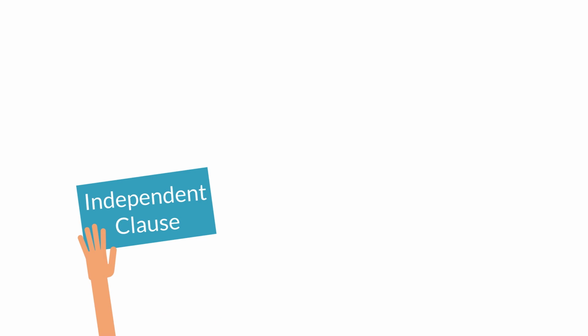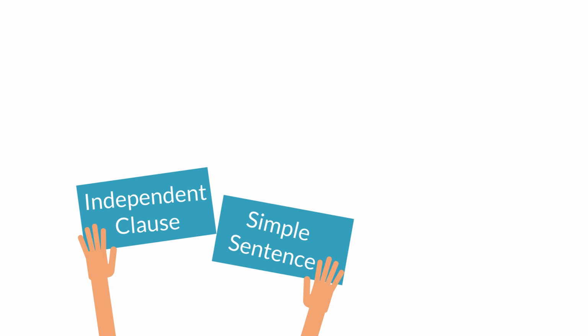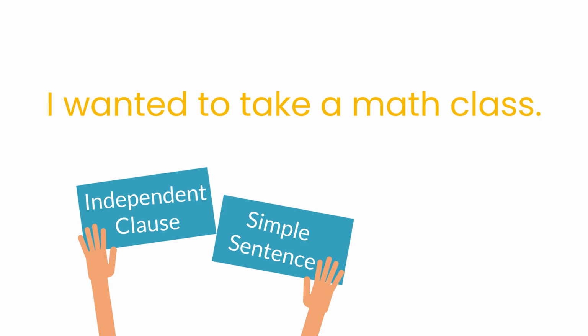When you have one independent clause, you have a simple sentence. Take a look at this example. I wanted to take a math class. There is a subject, a verb, and it expresses a complete thought. This is both an independent clause and a simple sentence.